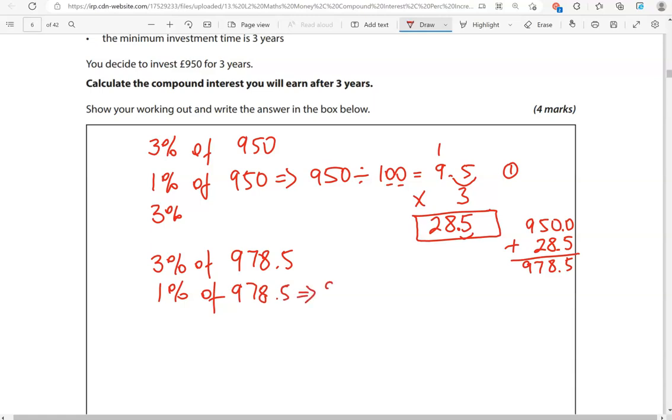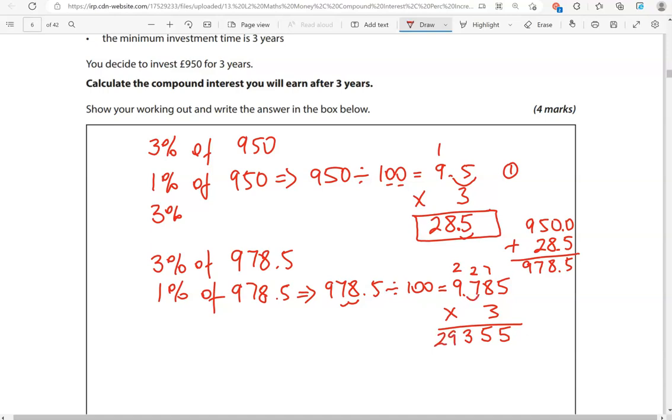So we'll do 978.5 divided by 100. So moving the decimal point 2 places to the left, we get 9.785. That is 1%, so 3% will be 3 times that. So I'm going to multiply this by 3. 3 times 5 is 15, so 5 down, 1 carried over. 3 times 8 is 24, and the 1 is 25, so 5 down, 2 carried over. 3 times 7 is 21, and the 2, that is 23, so 3 down, 2 carried over. 3 times 9 is 27, and the 2 is 29.